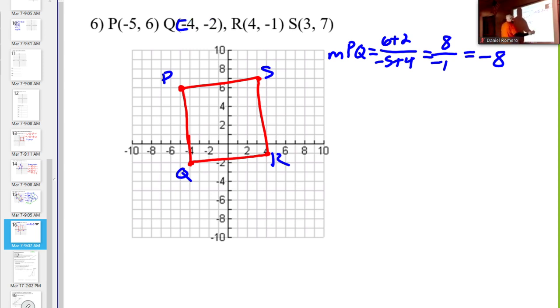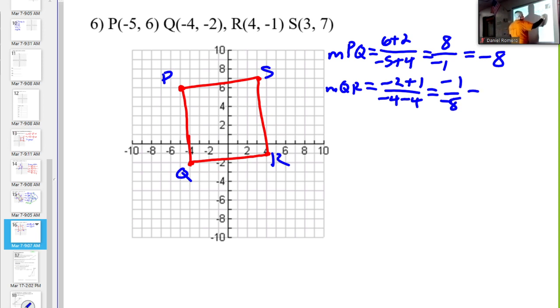Okay. Now for QR, the R is coming second. Any negative, I'm going to change to plus. Slope of QR. Start with the y's first. Negative 2 stays the same, but then the negative 1, I change to plus 1. Then negative 4 stays the same, and then minus 4. That gives me negative 1 over negative 8, which is positive 1 over 8. Oh, that's looking good so far. What do you call those two numbers?